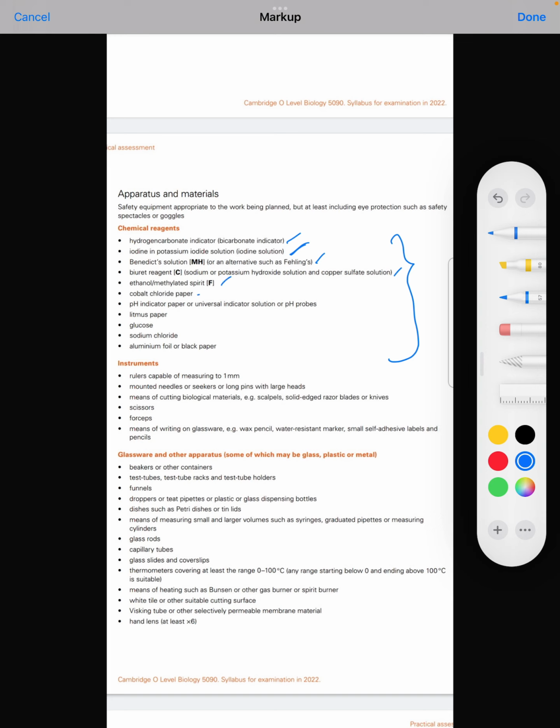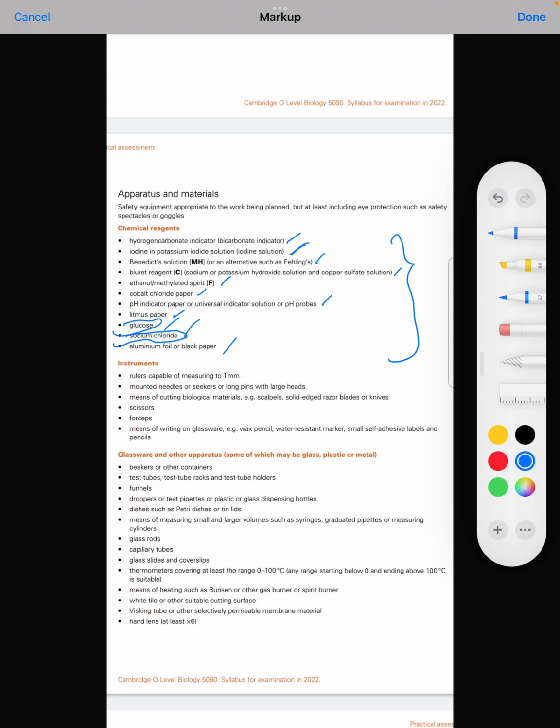Cobalt chloride paper, pH indicator paper or universal indicator solution, or pH probes, litmus paper, glucose, sodium chloride, aluminum foil, or black paper. This is just table salt and glucose. Everyone knows what glucose is.